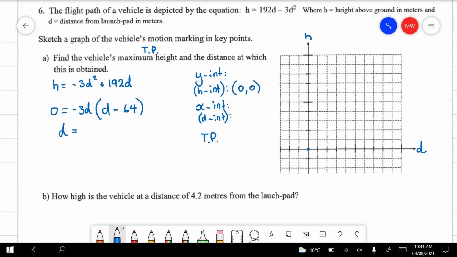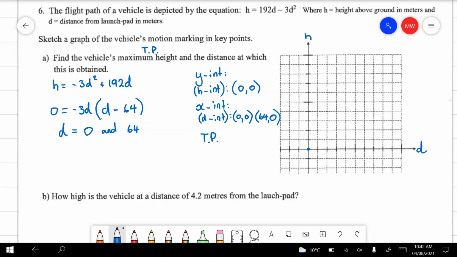And so that means that my d values, which we'd normally be looking for as our x values here, will be 0, and that comes from here. And they'll also be positive 64, and that comes from this number here, just like when we're doing null factor law normally. So my d-intercepts are going to occur at 0, 0, and also at 64, 0. In other words, the first one's going to happen at the same point as the y-intercept, and the other one's going to happen over here somewhere, and we're going to have a curve that looks something like that.